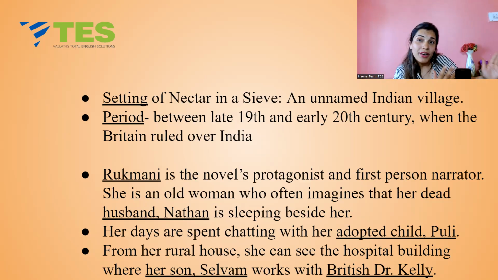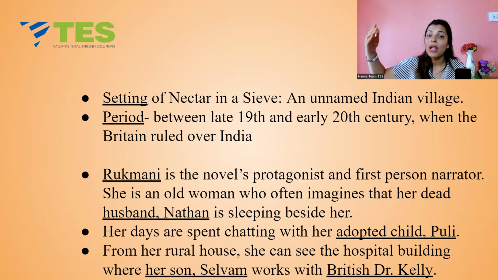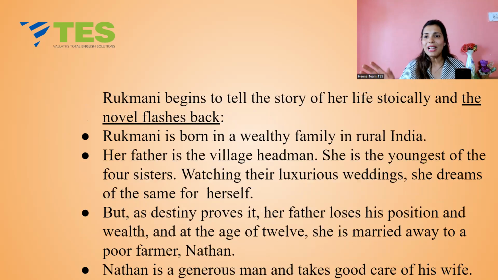Rukmani is the protagonist. She dreams of her dead husband, Nathan. She talks to her adopted child, Puli, and she can sense that her son, Selvam, is working in the hospital building. She can see the building from her house. Now, with whom does Selvam work? With a British doctor named Dr. Kelly. Now, Rukmani begins to tell the story of her life. Remember, she's old right now, and now she will tell us about her journey from the start, okay, till then. So Rukmani begins to tell the story of her life stoically, and the novel flashes back.